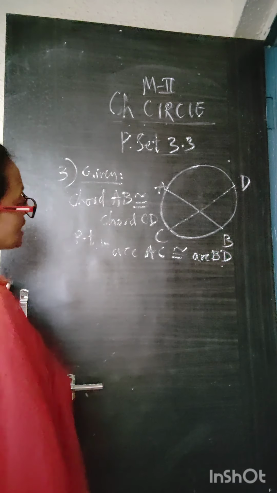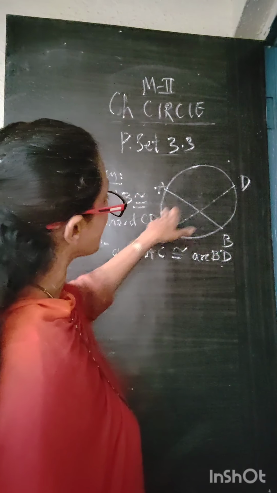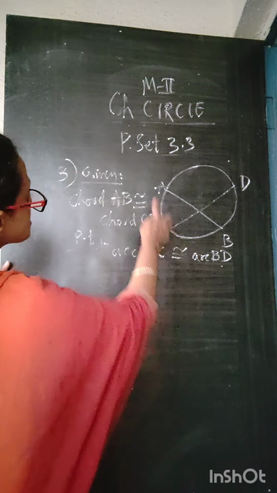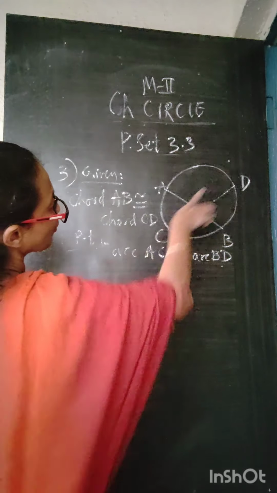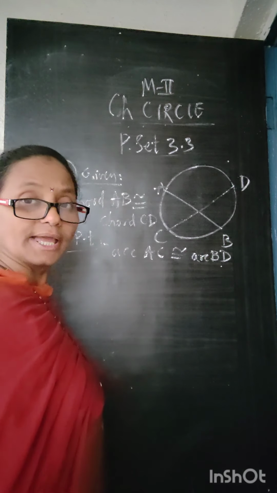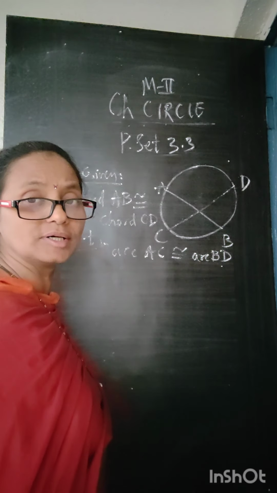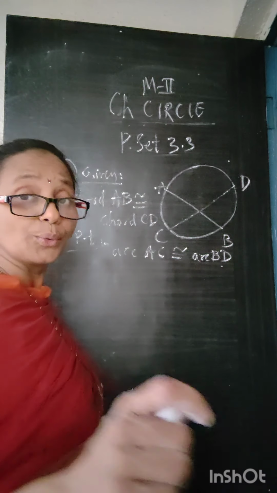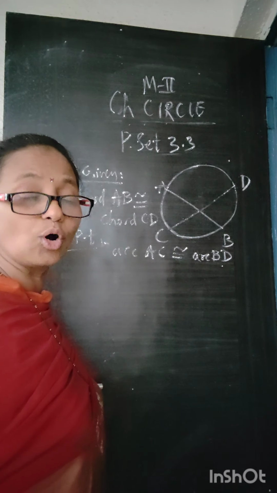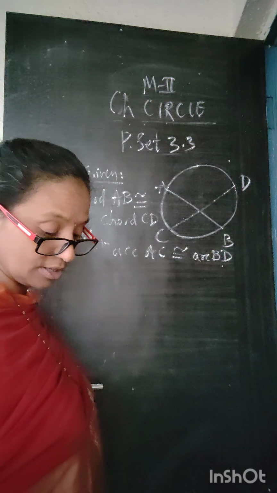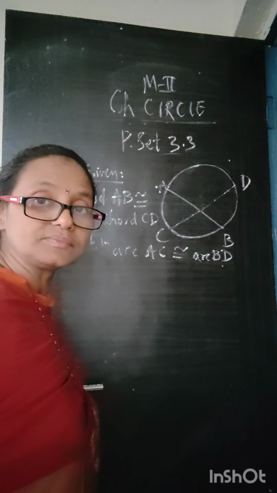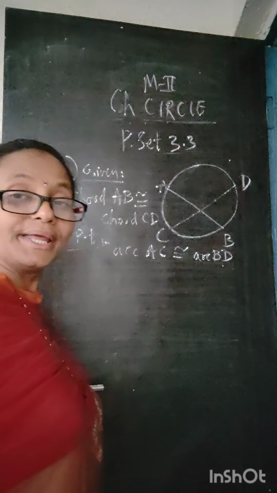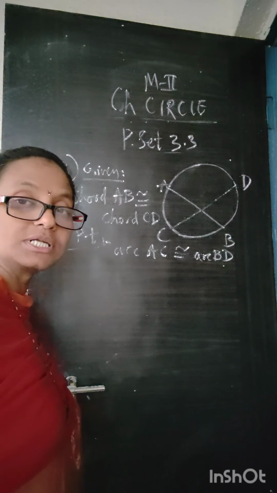How do I prove this? These two arcs, arc AC and arc BD, I have to prove congruent. And what is already given congruent? Chord AB is congruent to chord CD. Again the same theorem we have to apply here: congruent chords subtend congruent arcs. Yes, corresponding arcs of the congruent chords are congruent.